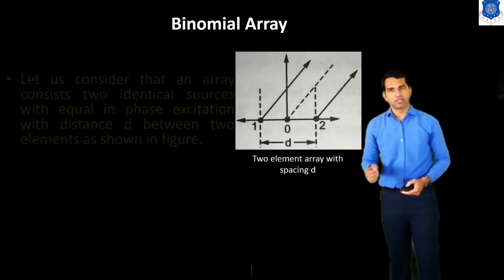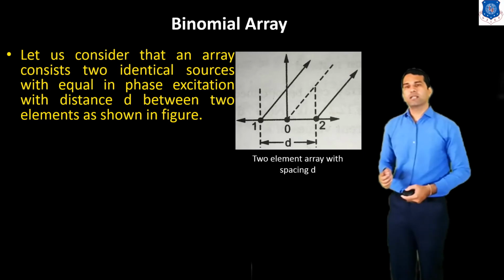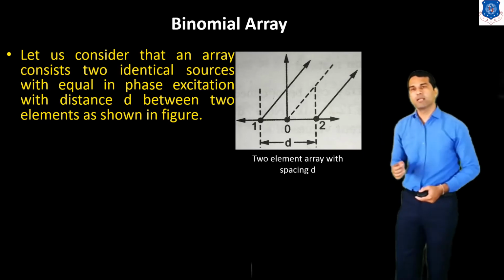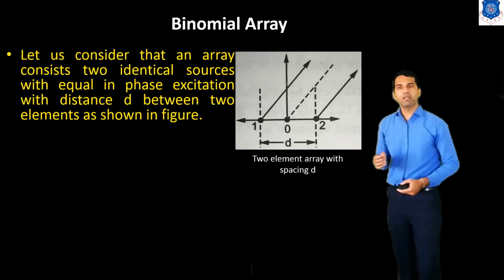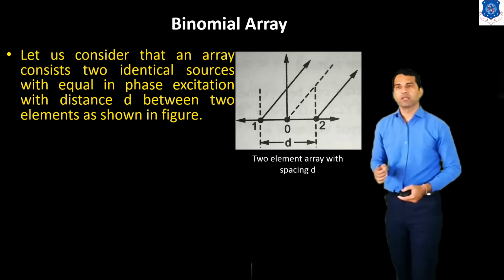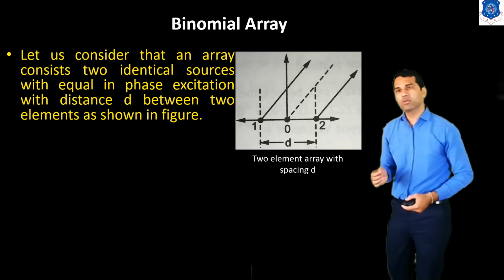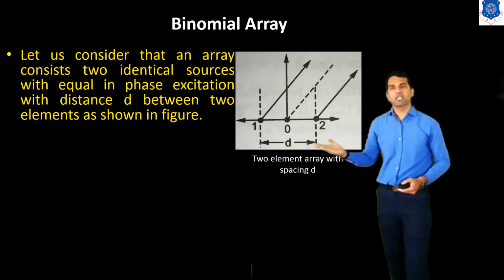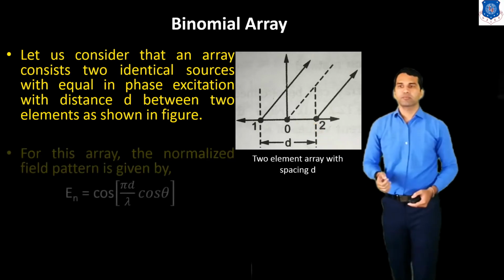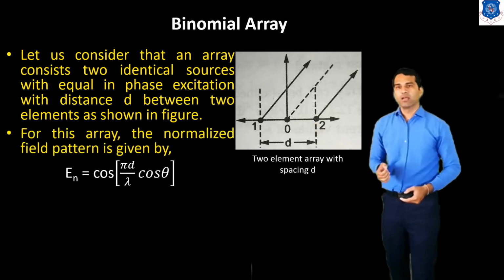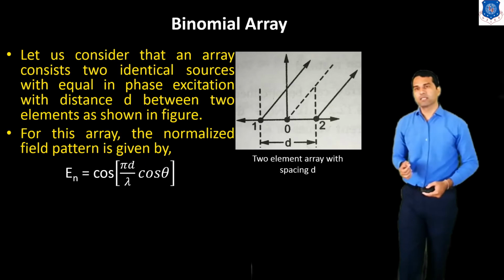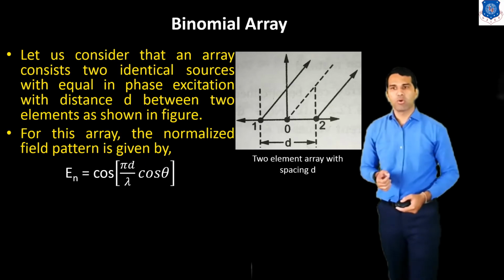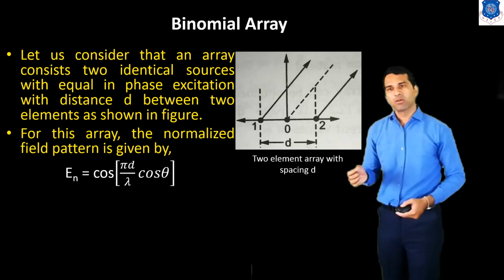Now we understand this concept. Let us consider that the array consists of two identical sources with equal in-phase excitation, with distance d between the two elements as shown in this figure. So here these are elements 1 and 2, and the distance between them is d. For this array, the normalized field pattern is given by En equals cos(pi d by lambda cos theta).